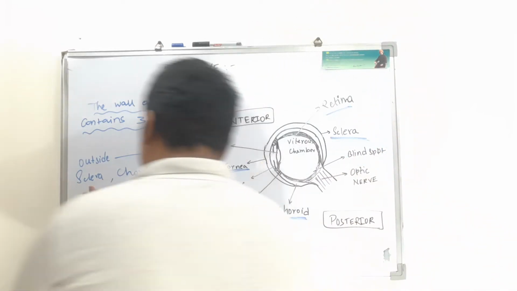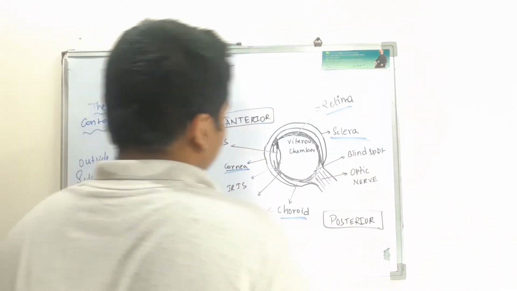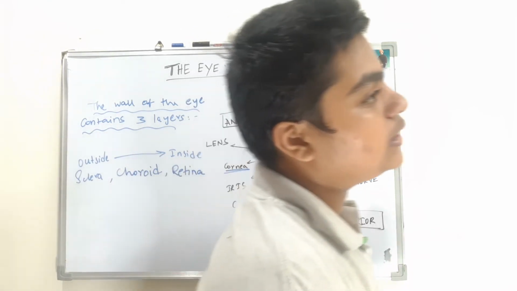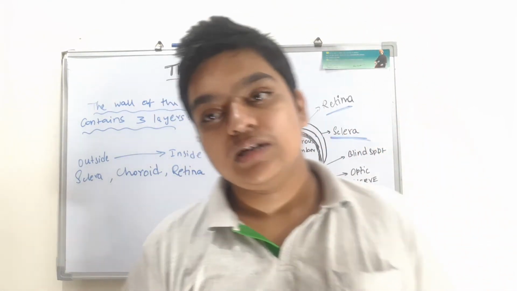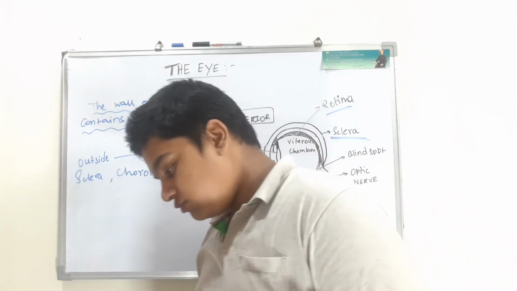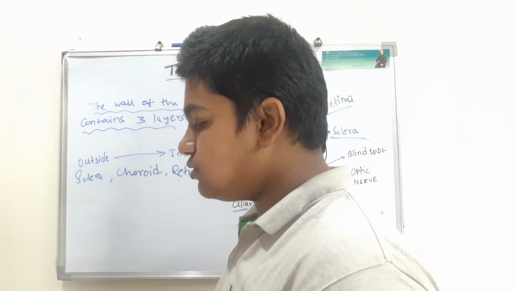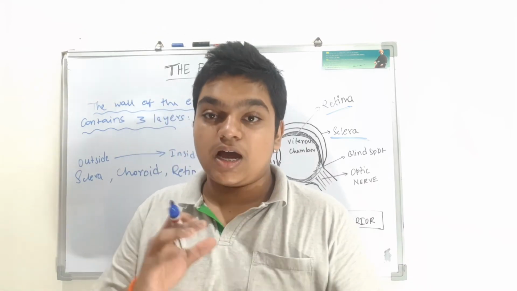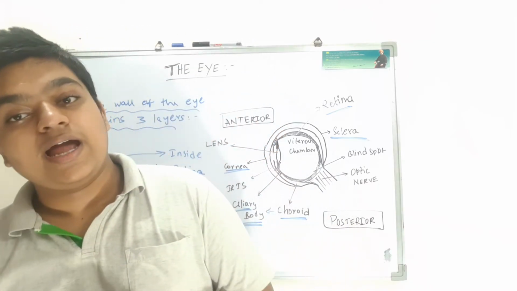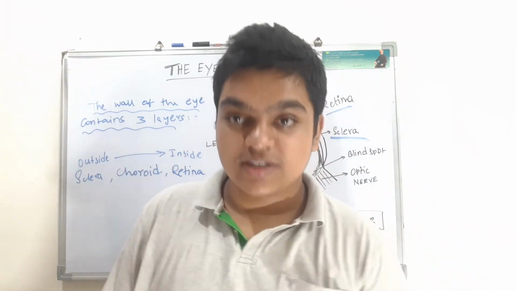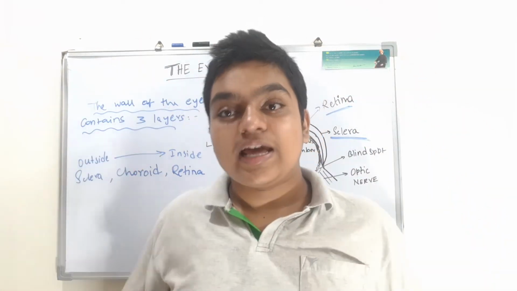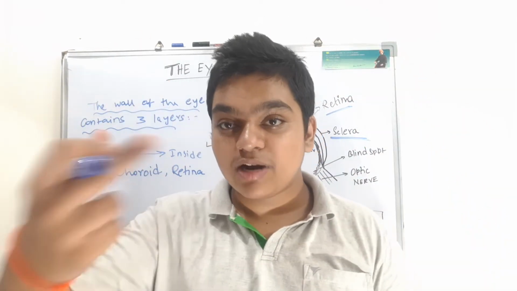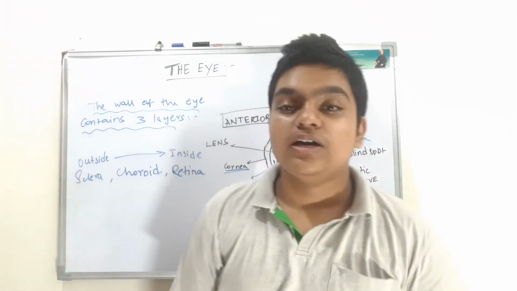Now how are we able to see the erect image? Our brain interprets the image, and it says, okay, this is an erect image. The erect image is formed in our brain, and the inverted image is formed on the retina.